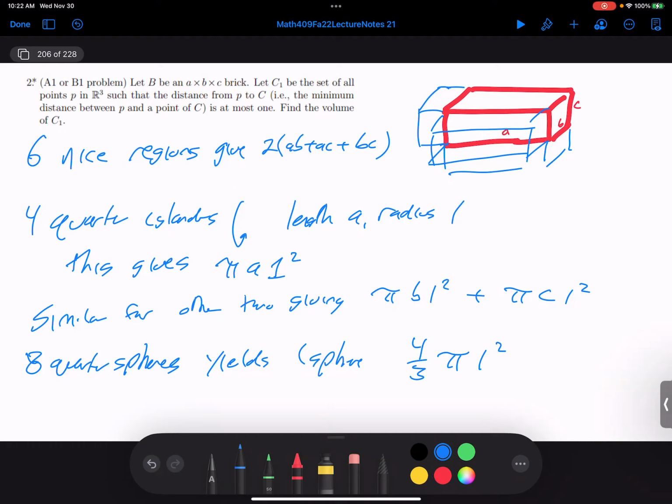So yeah, we need to add all these together. That's a good question. Yes, you would have to add the brick. Good catch. Oh, sorry, yes.